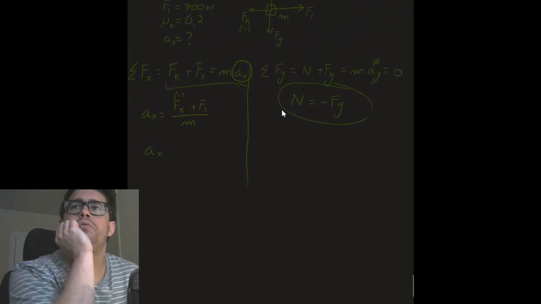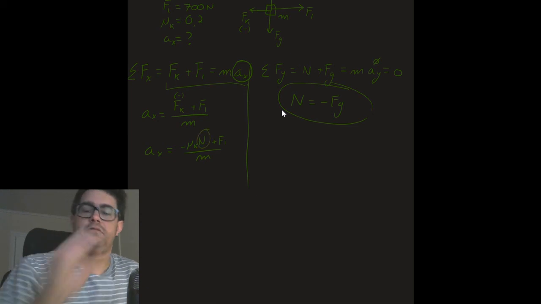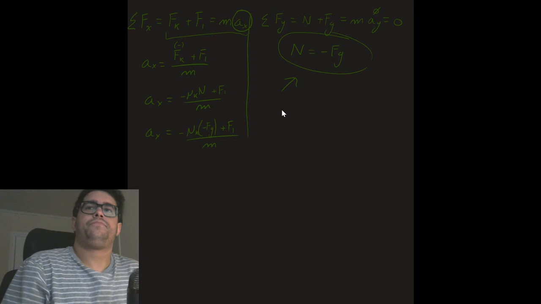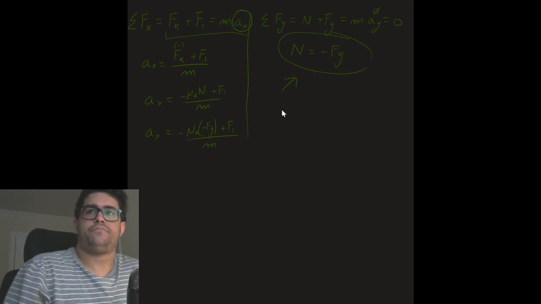At this point, you could either do algebra or arithmetic. If you do algebra, you would change this to mu k n plus F1 over m, and then the n here you would change for this, minus Fg. We're doing algebra right now, right? It's better to do algebra because it's less numbers. And then basically you have almost everything.